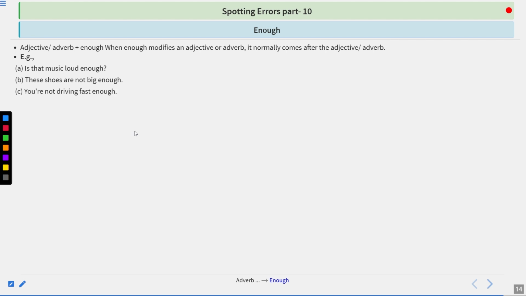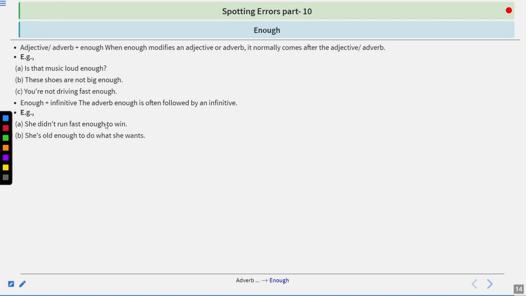Again, there is another construction, enough plus infinitive. The adverb enough is often followed by an infinitive. "She didn't run fast enough to win." So here we have used an infinitive, to win, after enough. It is describing to win, not fast enough. "She is old enough to do what she wants." So again, with an infinitive.